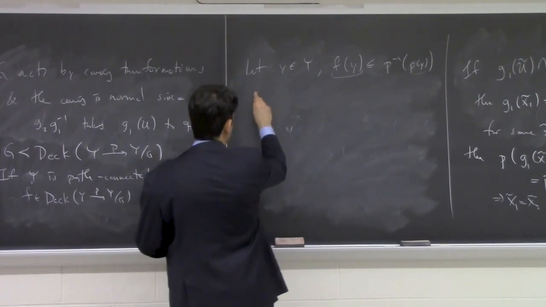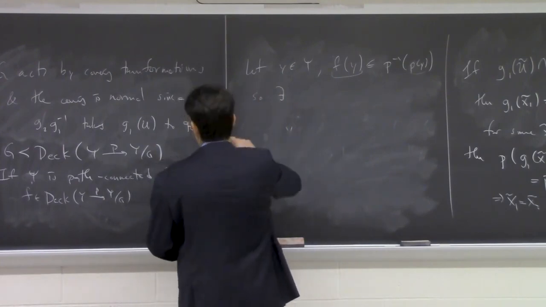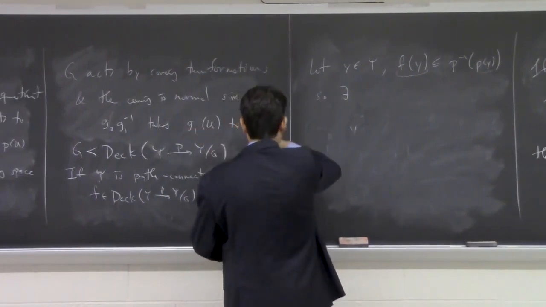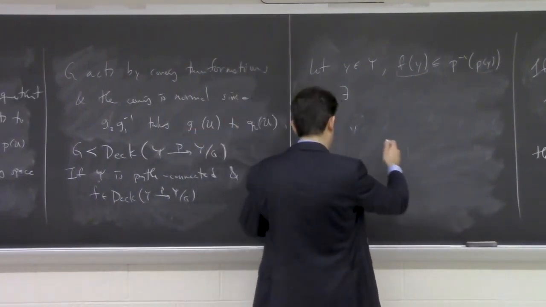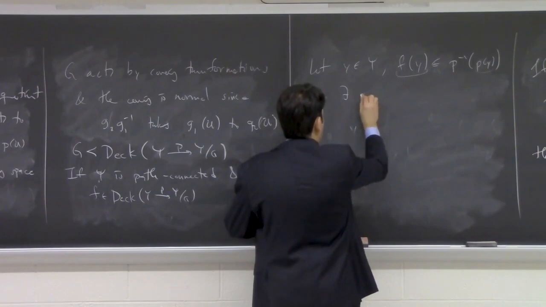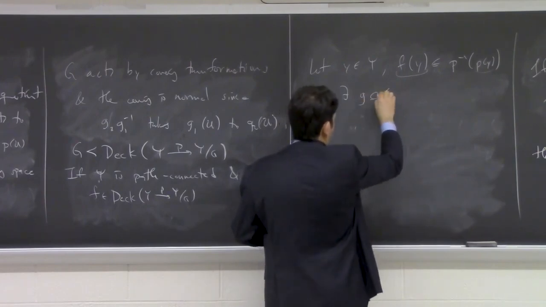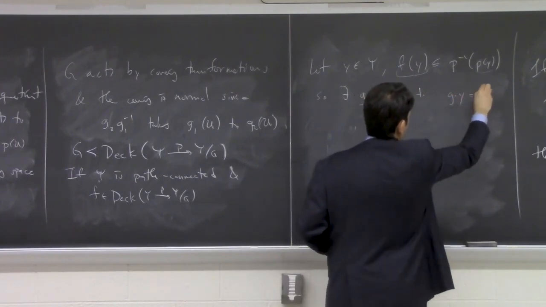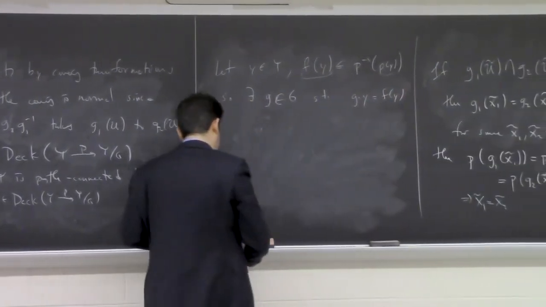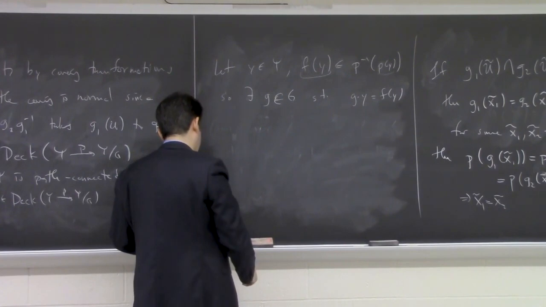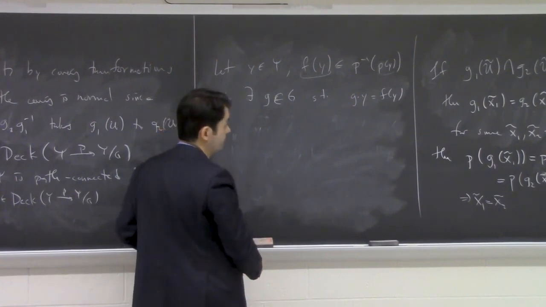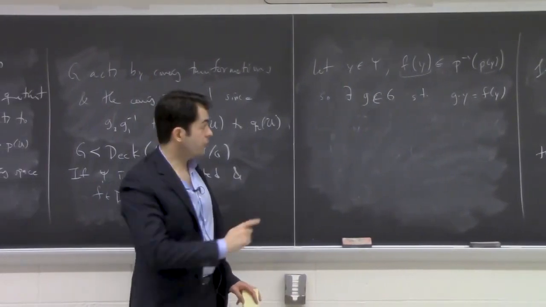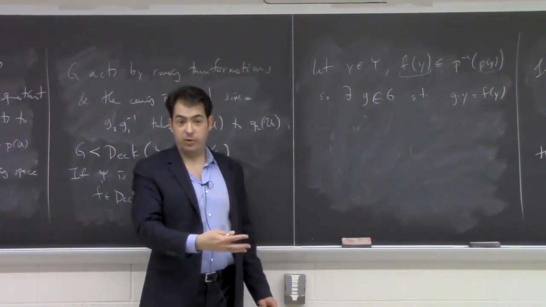But because they're in the same fiber, and we know that the action of G takes any point on a fiber to any point on the fiber, there is an element in G such that G of y is this f of y. Right? Okay, so the action of G is by deck transformations.